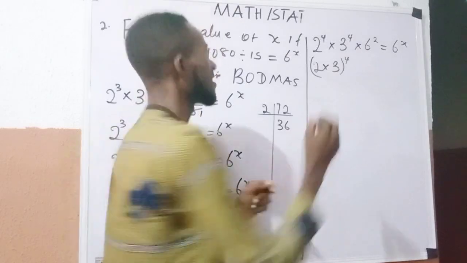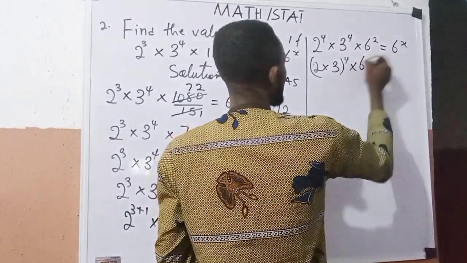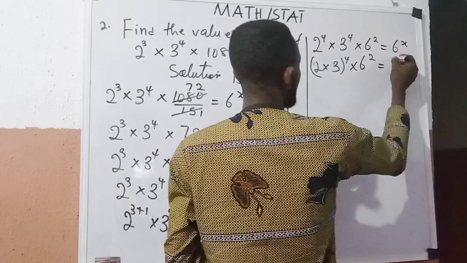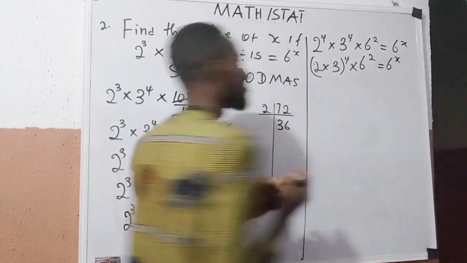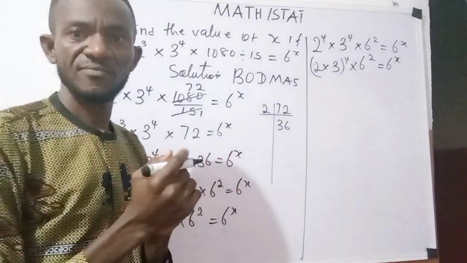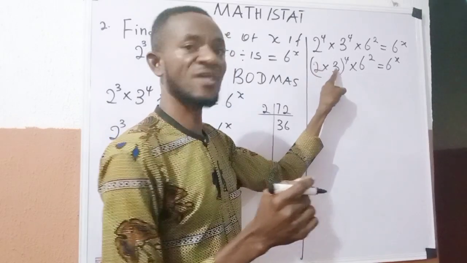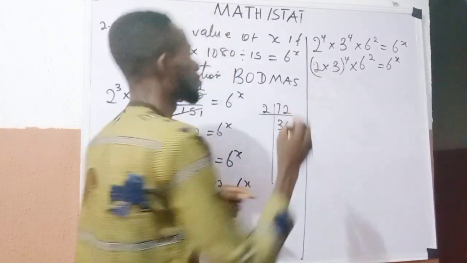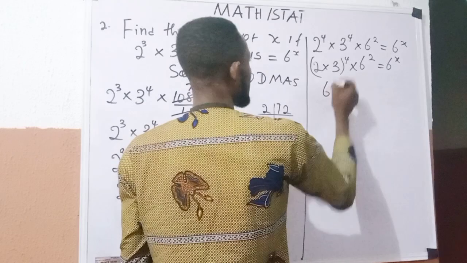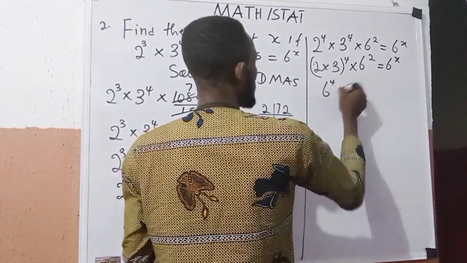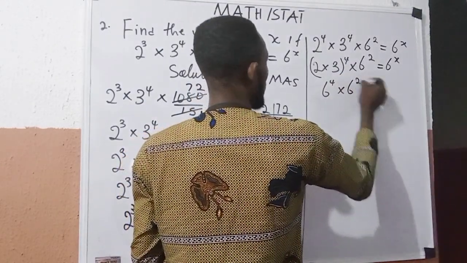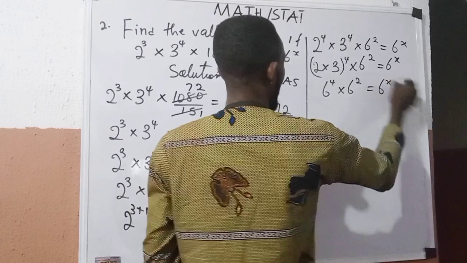So we progress. Then we now say multiply by 6 raised to power 2. This is given as 6 raised to power X. At this point, here is 2 times 3, which will give me 6. So I now have that this is 6 raised to power 4 multiplied by 6 raised to power 2, which is given as 6 raised to power X.